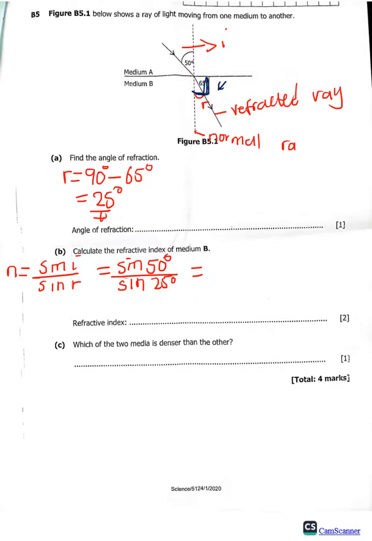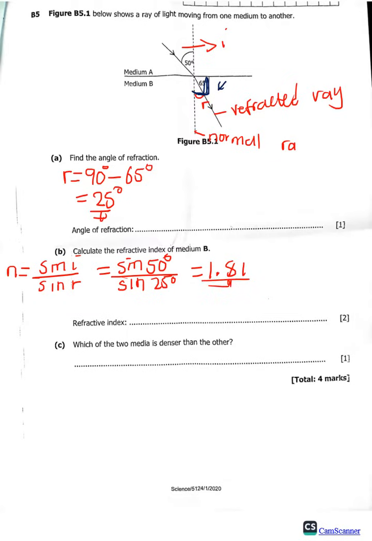If we use the calculator, we have sin 50 divided by sin 25. I'm getting a value of about 1.81. So this is our refractive index.